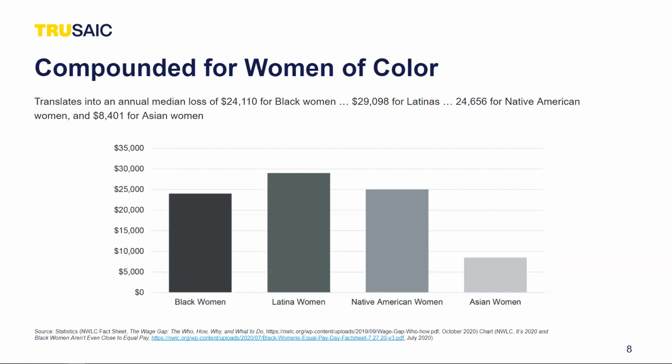In terms of cents on the dollar statistics, like we've been talking about, these translate into 63 cents per white male dollar for Black women, 55 cents per white male dollar for Latinas, 60 cents per white male dollar for Native American women, and 87 cents per white male dollar for Asian women. So you can see that these two factors have to be really considered in tandem and not in isolation.